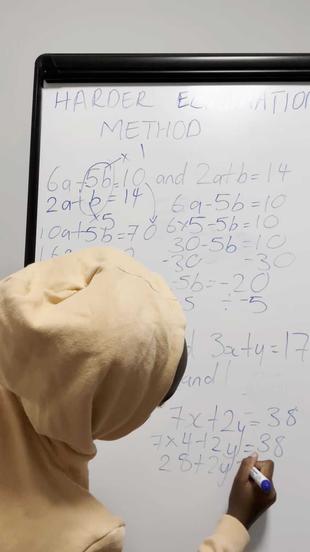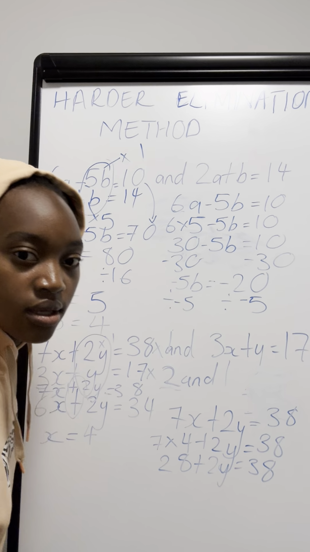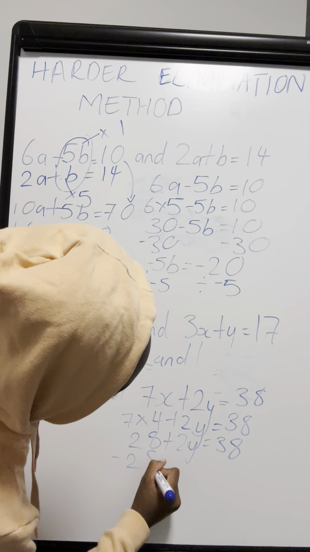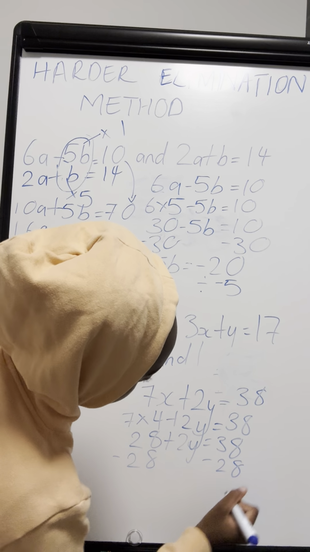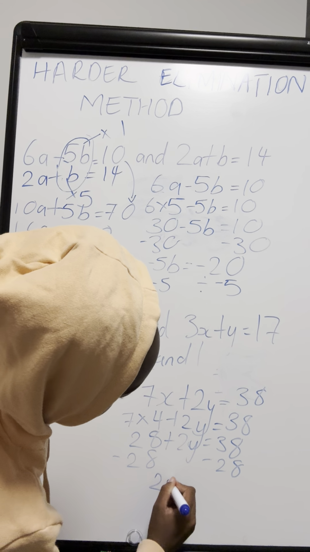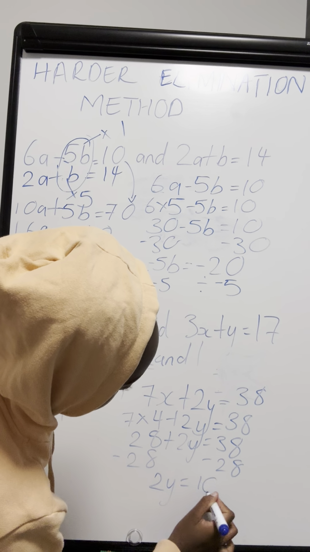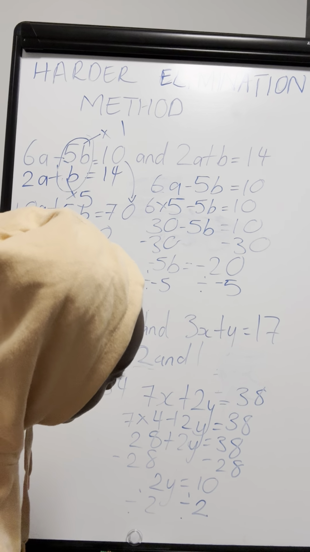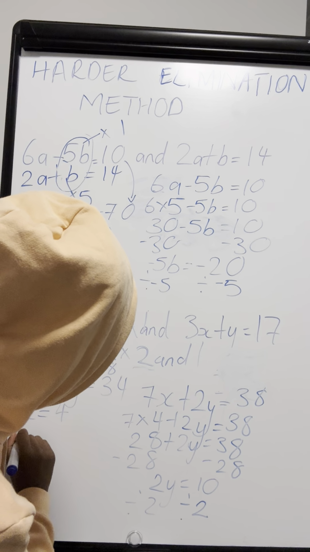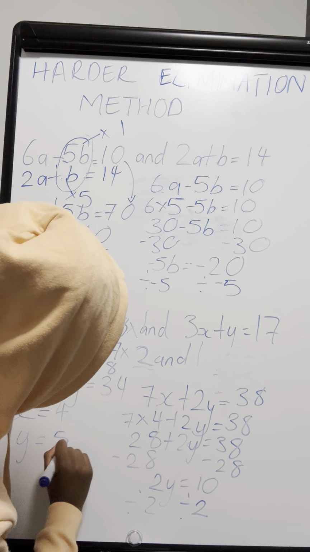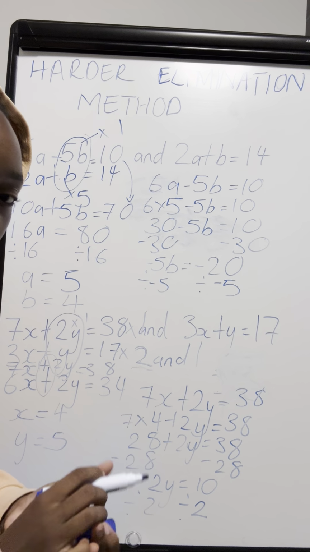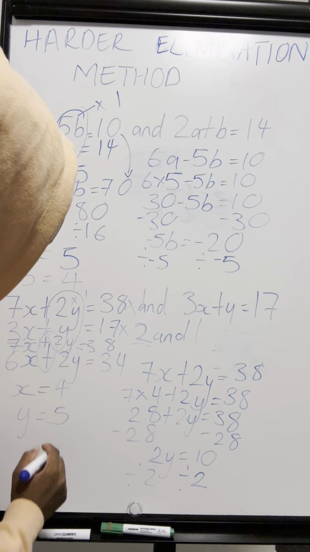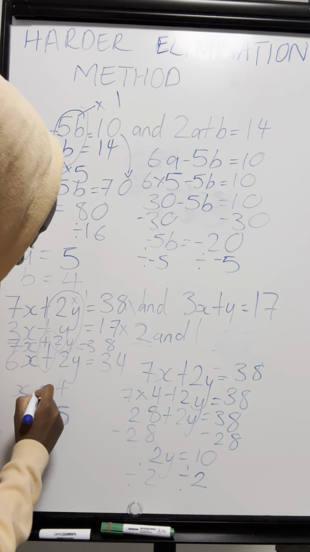Plus 2y equals 38. And then we must always subtract the 28. Now this is just like a normal equation. And then we get 2y equals 10. And then we divide by 2. So this means y equals 5. y equals 5, and then x equals 4.